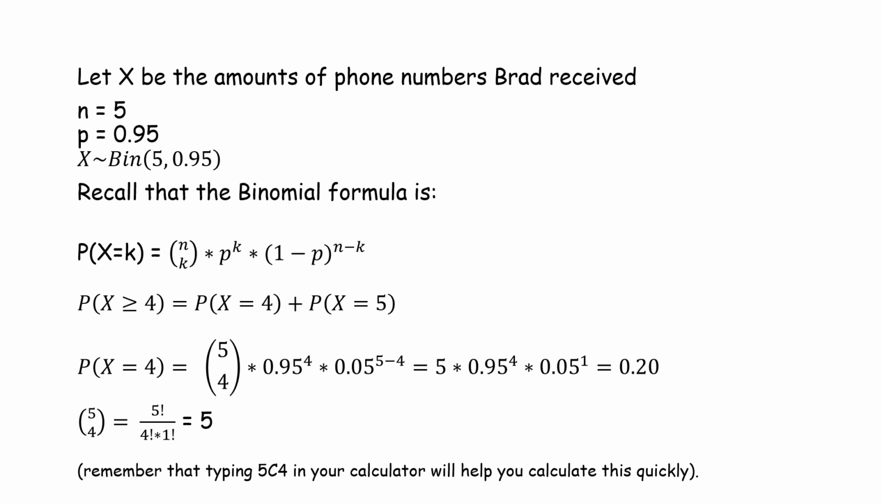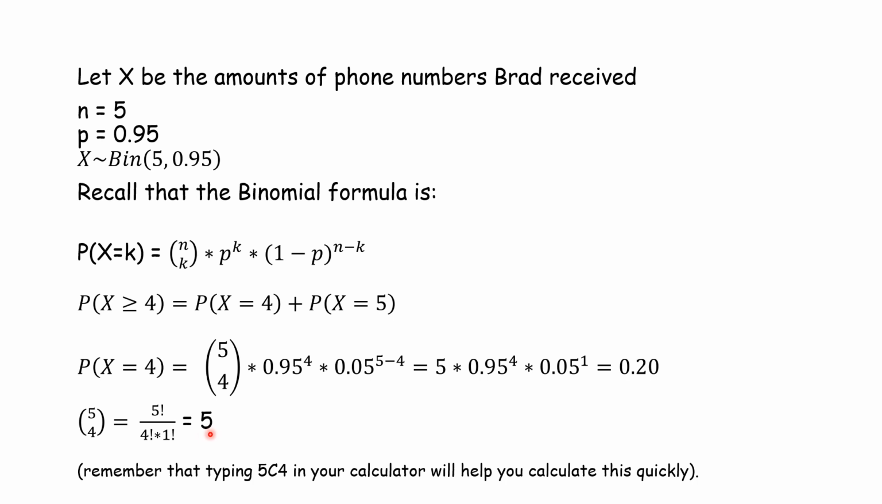1 minus p is 0.05, and then for n minus k, all we need to do is plug in 5 minus 4. At that point, we can just use the calculator to take care of that, which is 5C4. Remember, use the nCr button, or calculate it with factorials, as we see here. We get 5.